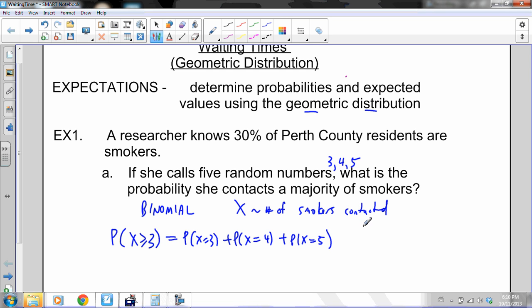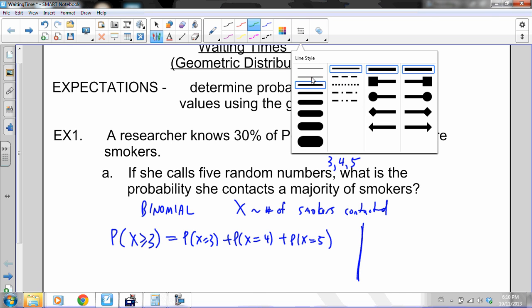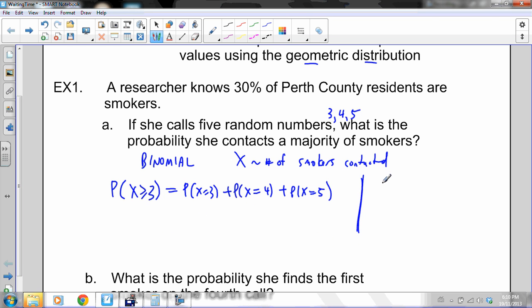Each of these calculations is one of these, and I'm going to change colors just so it doesn't get mixed up. Each one of these calculations is one of these, right? Where here n is 5 calls, x takes 3 values, right? 3, 4, and 5. So I'm going to repeat this calculation for those 3 different values.